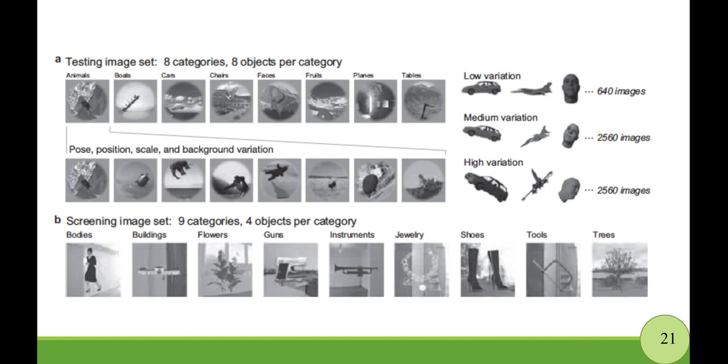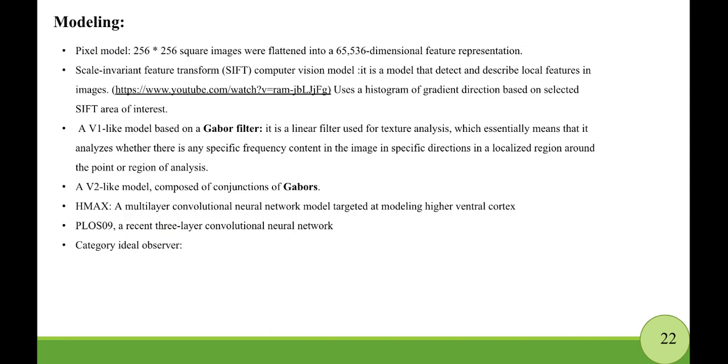The reason for the background variation is they don't want their models, or the brain's activity, to learn something about the background. So they keep changing the backgrounds so that you focus on the objects, or the models learn the object. They also have a screening image set on which they test the response of both the neural activity and the model's activity.